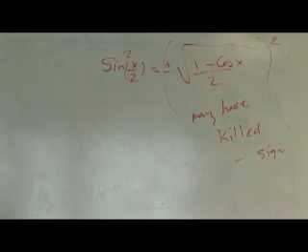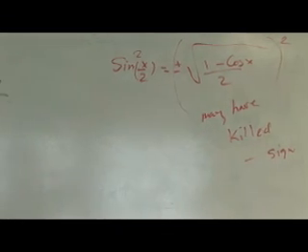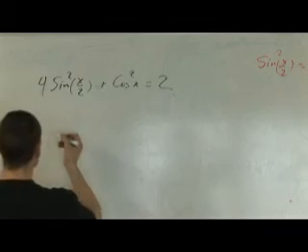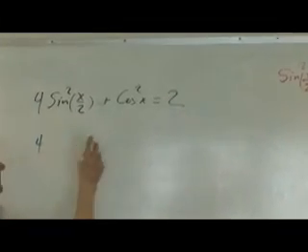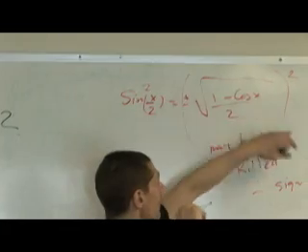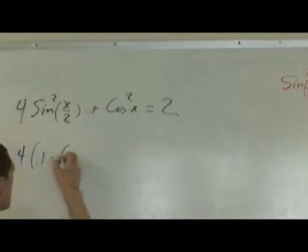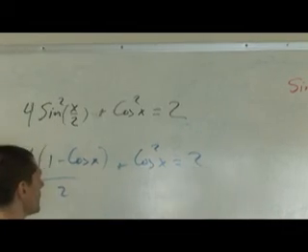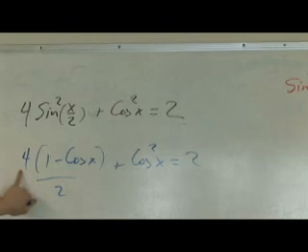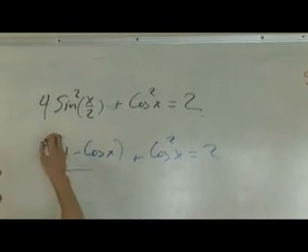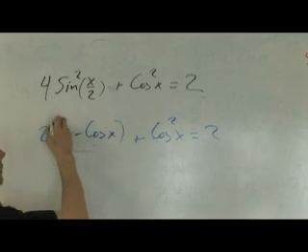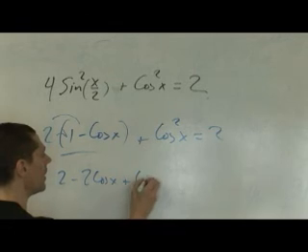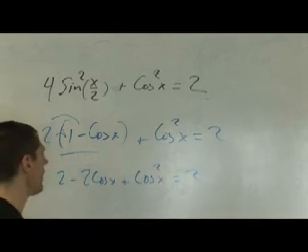So 4 times this is going to be red. Try some blue. I need better colored markers. I'm bored with these. So this is literally 4 times this, the square root squared goes away. This is 1 minus cosine x over 2 plus cosine squared x is equal to 2. 2 divided into the 4, this goes like this, there's only 2. Now we distribute it through, and we have 2 minus 2 cosine x plus cosine x squared is equal to 2.